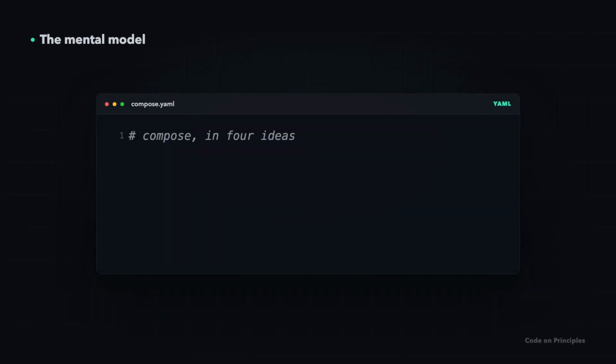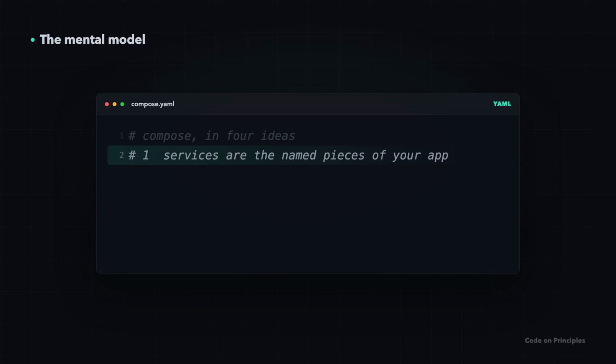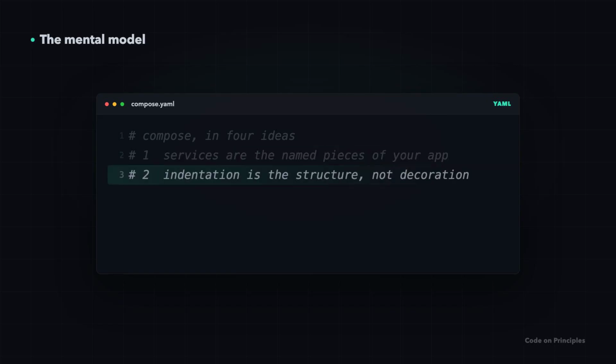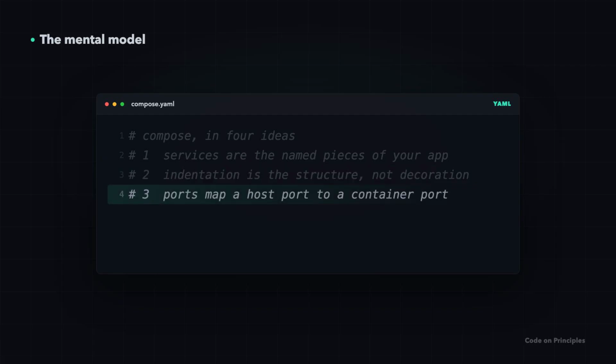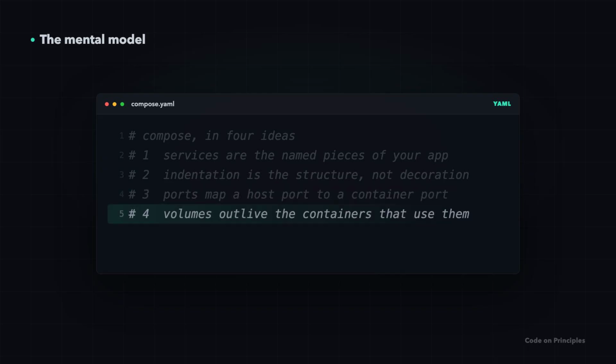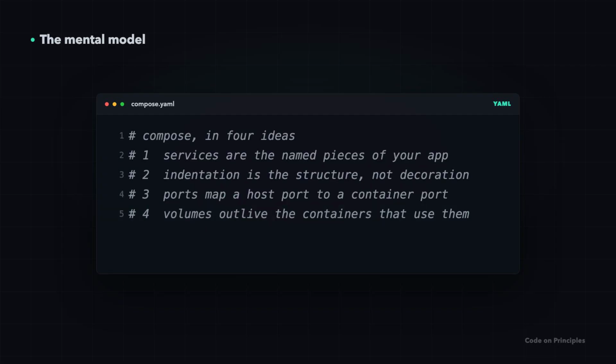So, the mental model. A compose file is the named pieces of your app. Indentation is the structure. The spaces carry meaning. Ports map a port on your host to a port inside the container. And volumes outlive the containers that use them. One file, one command, a whole system you can actually read.